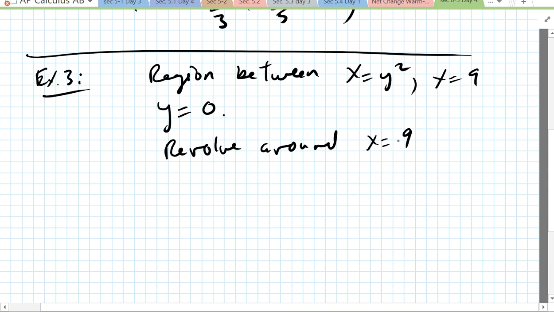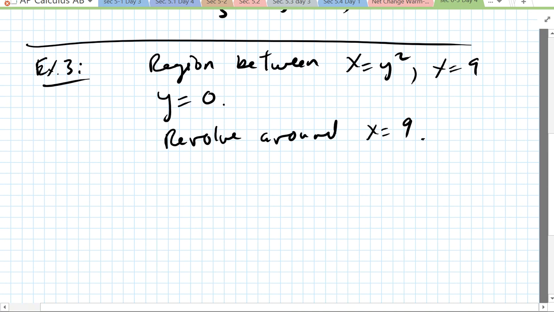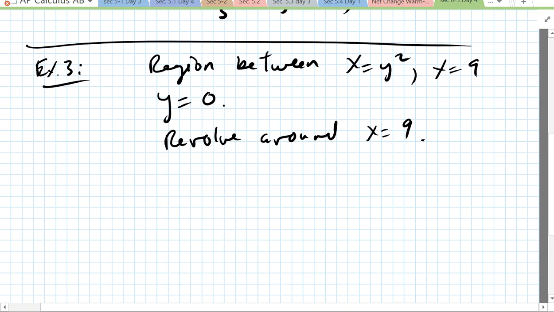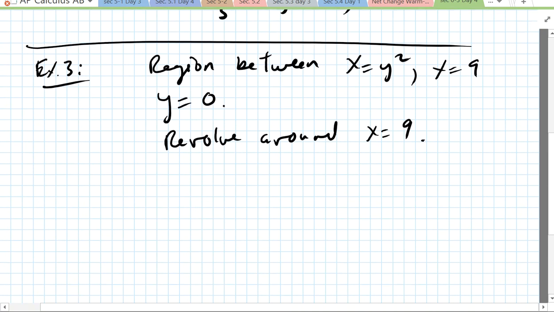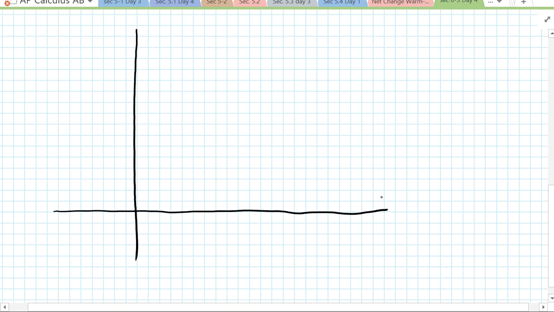Easy. Really easy. So, is this a sideways parabola? Yeah, sure it is. So we can do that. Everybody write down what we're doing. x equal y squared, x equal 9, and y equals 0 revolves around x equal to 9. So what does this look like? Let's draw the picture. Oh, I want that down here. Hang on. I want to make it nice and big for you.